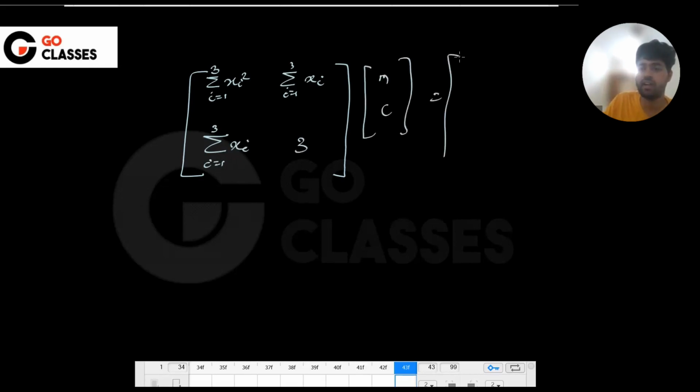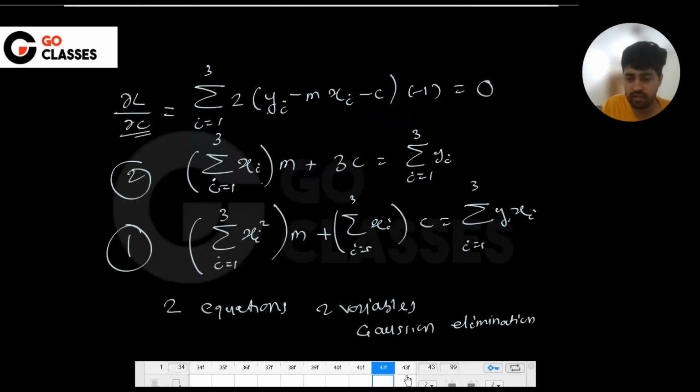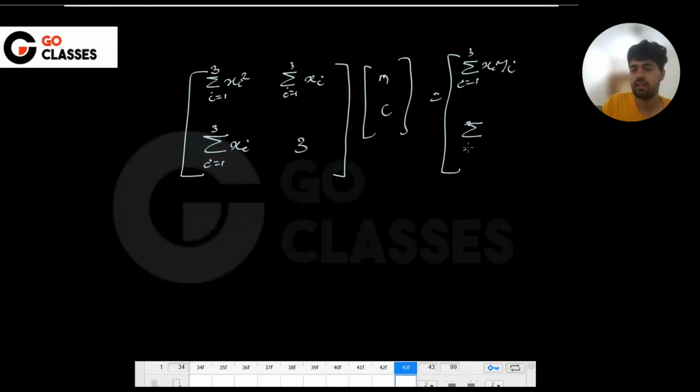in matrix form, it will be something like this. Summation i goes from 1 to 3 of xi square, summation i goes from 1 to 3 of xi, then summation i goes from 1 to 3 of xi, and then 3. And here m and c in the matrix. I'm just writing it in matrix form. Summation i goes from 1 to 3 of xi yi, and here, I guess it's just summation of y.